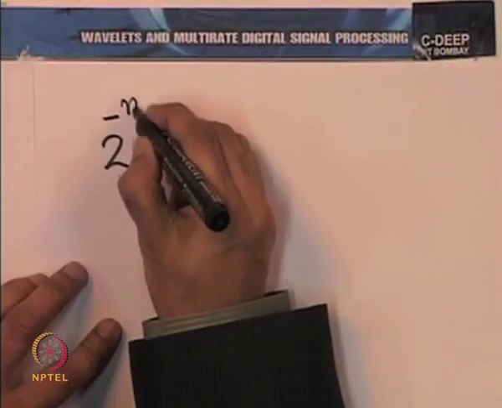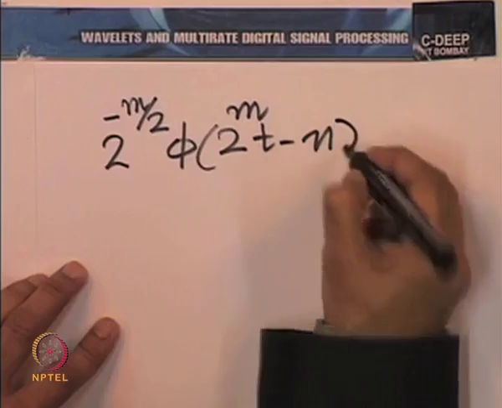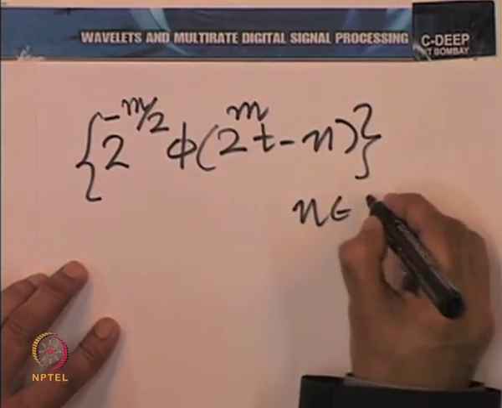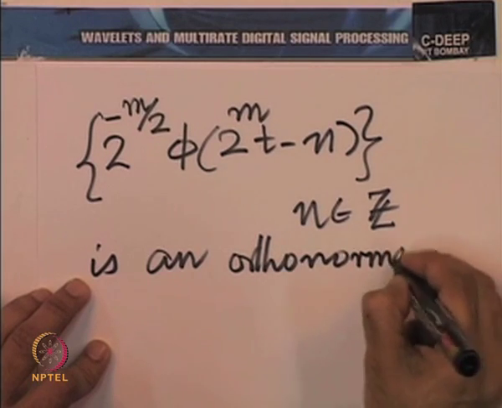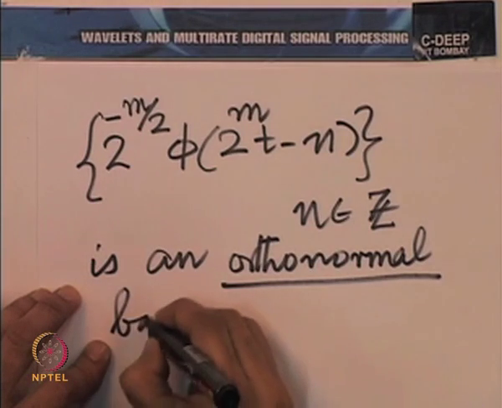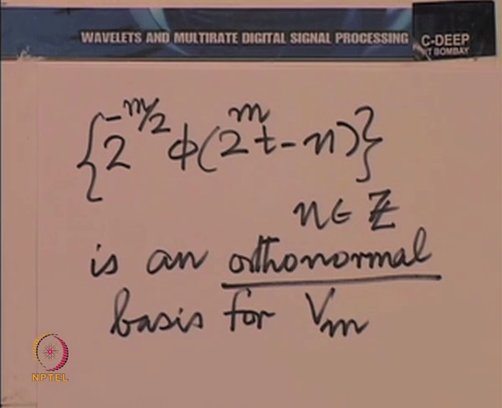2 raised to the power minus m by 2 phi 2 raised to the power m t minus n for all integer n is an orthonormal basis for Vm. You know what Vm means. Vm is the mth subspace in the ladder of subspaces that leads to L to R as you go rightwards and to the trivial subspace with only the 0 element as you go leftwards. So, it is that mth subspace in the ladder, and now we have an orthonormal basis for it.